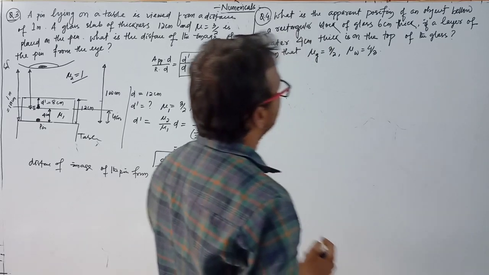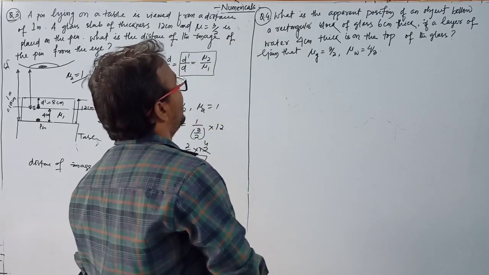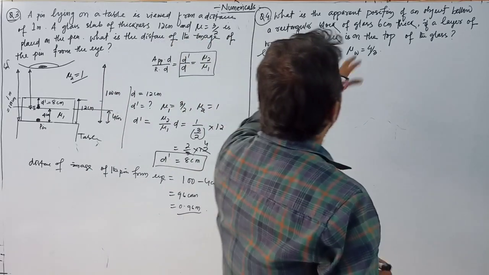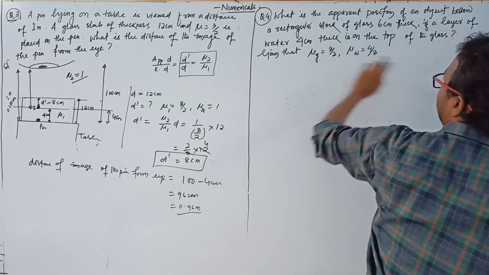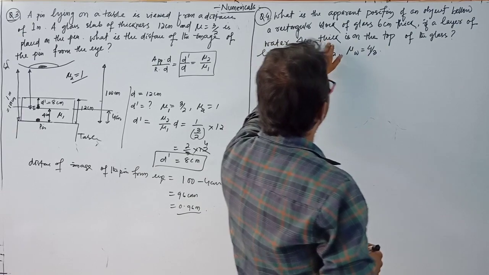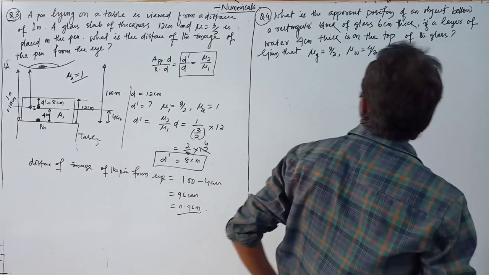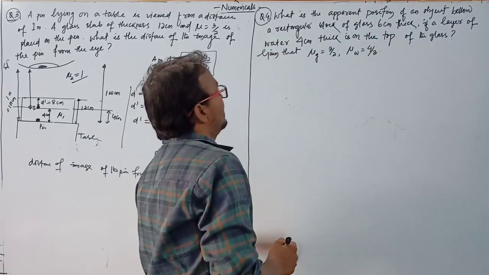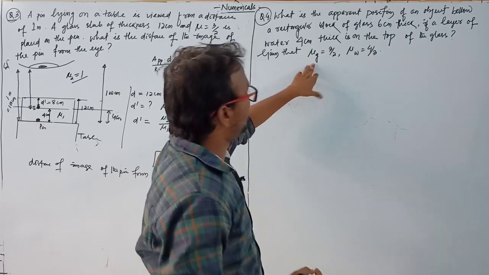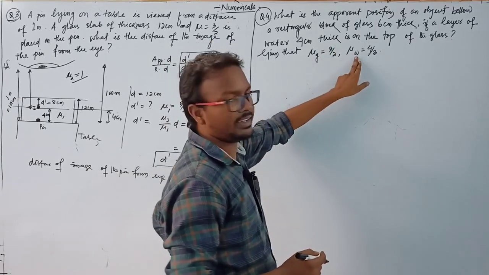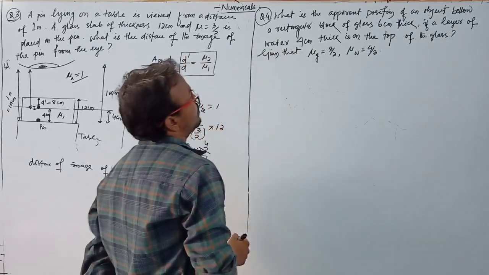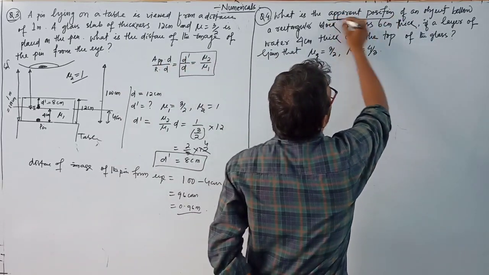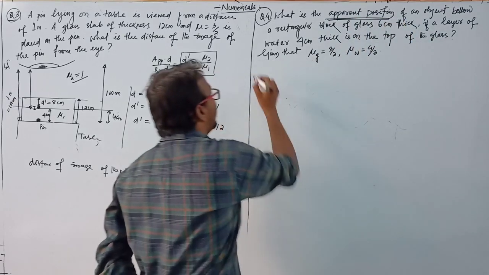What is the apparent position of an object below a rectangular slab of glass 6 centimeter thick if a layer of water 4 centimeter thick is on the top of the glass, given that refractive index of glass is 3 by 2 and refractive index of water is equal to 4 by 3. Now we have to solve what is the apparent position. Clear? Apparent depth first we have to find here.